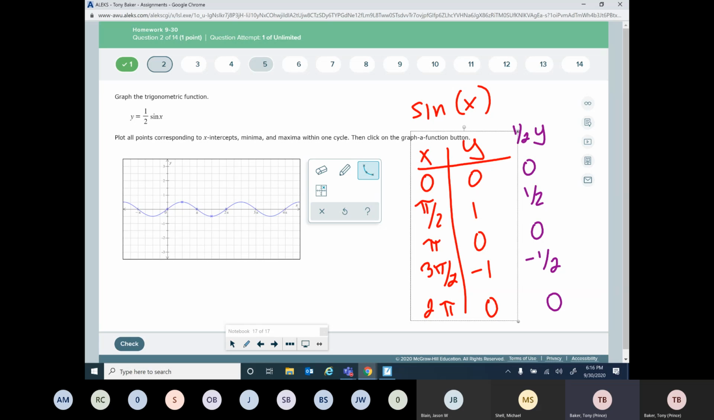So that's the parent function for sine. Those numbers are never going to change. So I would always use those breakdown numbers for sine.